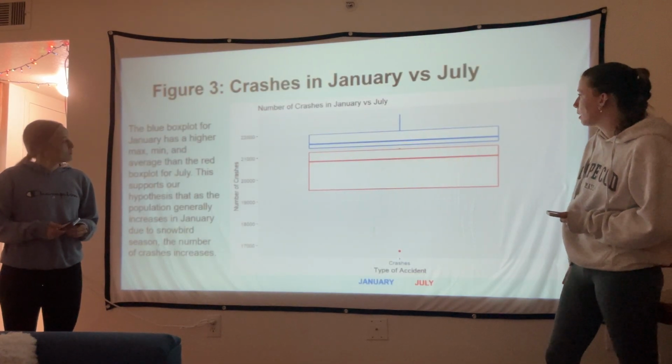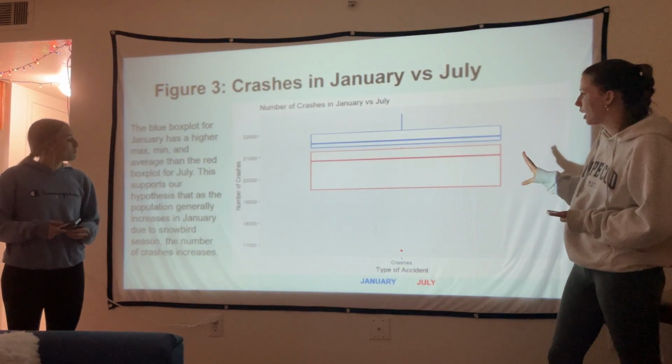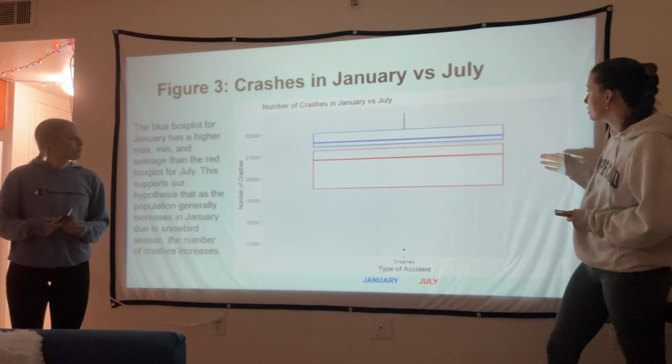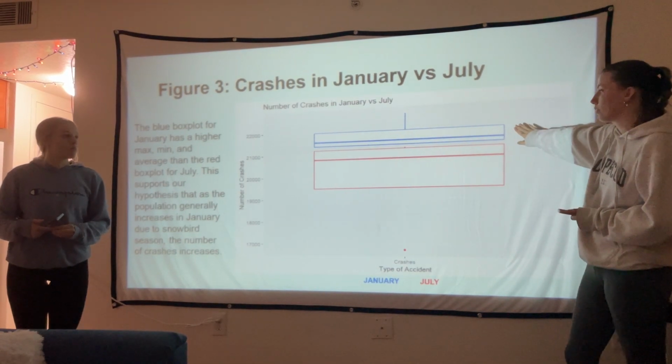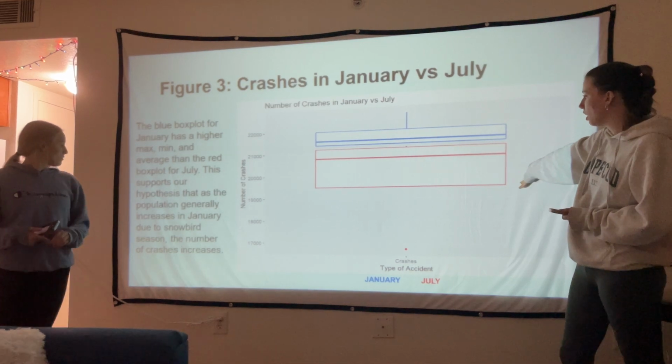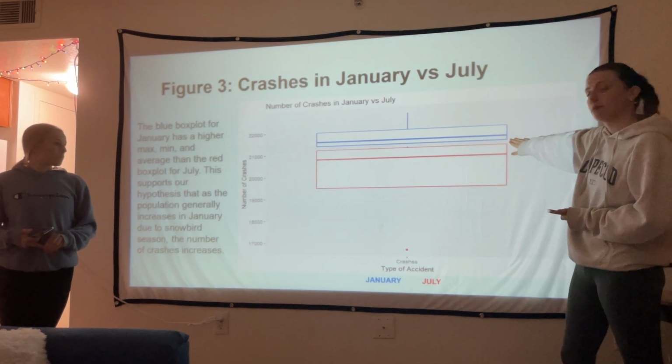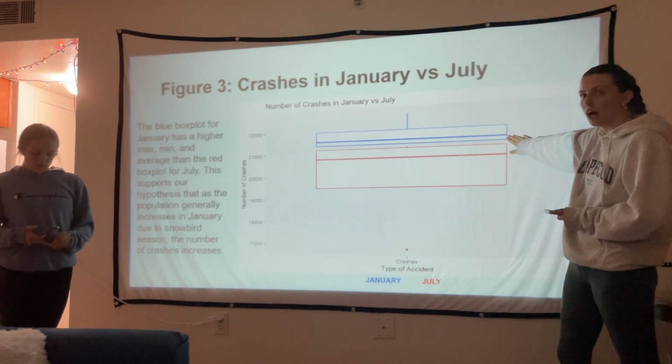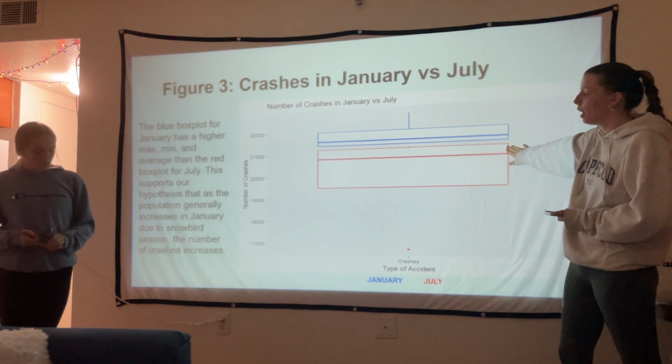Here's where we separated them. So this one right here is just looking at the general crashes. And you can see that in January we had a lot more crashes than there were in July. Even the minimum number of crashes in January were still higher than the highest number of crashes in July.